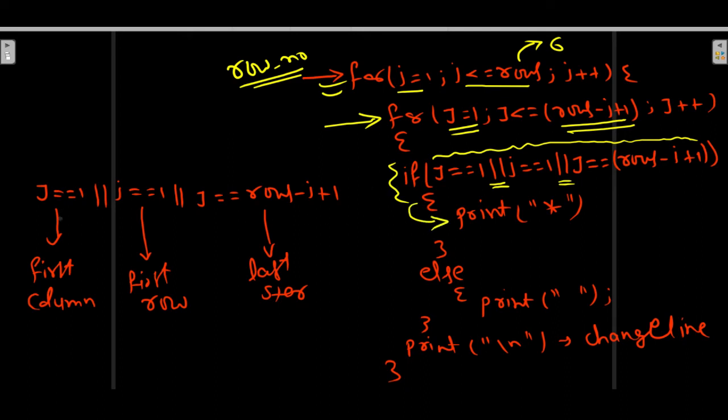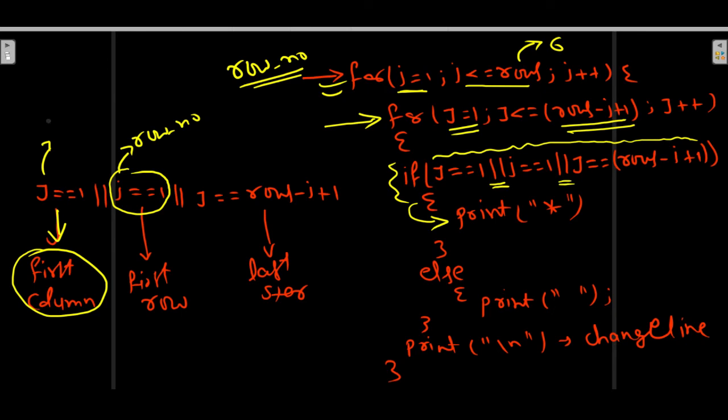What are these individual conditions checking? If j is equal to 1, this is checking if we are at the first column. You remember, if we are at the first column, we have to print 1 star, right? What is i equal to 1 checking? i is keeping track of the row number, and j is keeping track of the column number. So if we are at the first column, we need to print 1 star. If we are at the first row, we need to print a star.